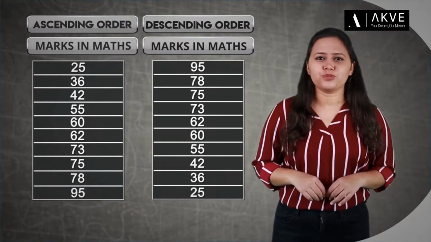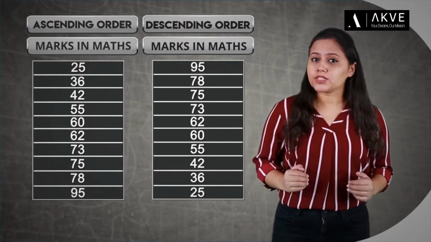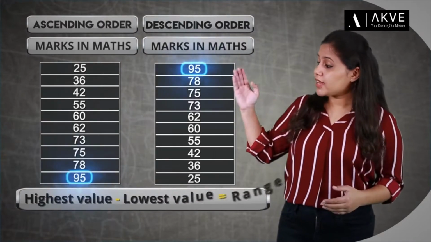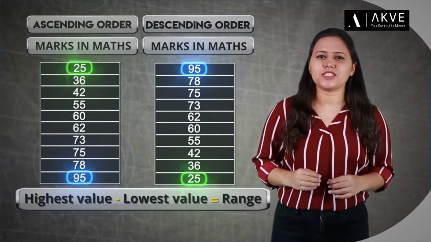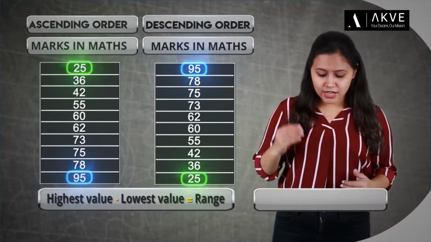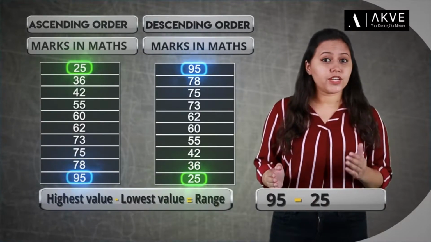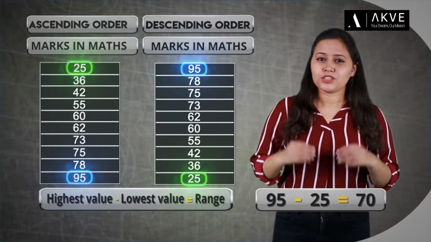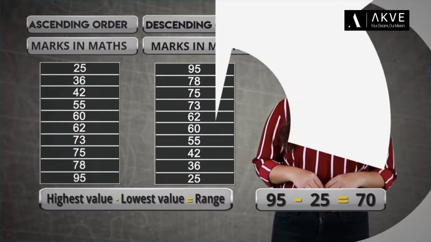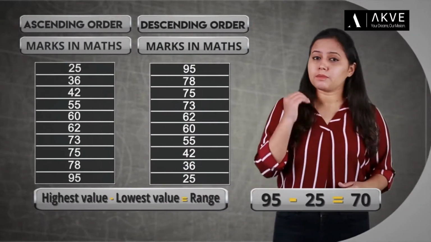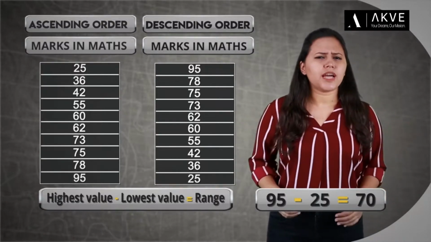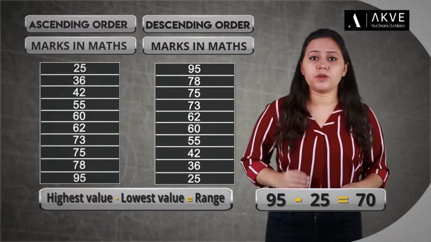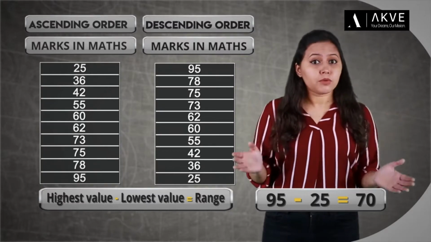Choose whatever suits you. One important thing to note is that the difference between the highest and the lowest values in a data is called the range of the data. So here the range is 95 minus 25, which is 70. So the range is 70. But we know that the presentation of data in ascending or descending order can be time consuming and is not always favorable, particularly when the number of observations in an experiment is large.